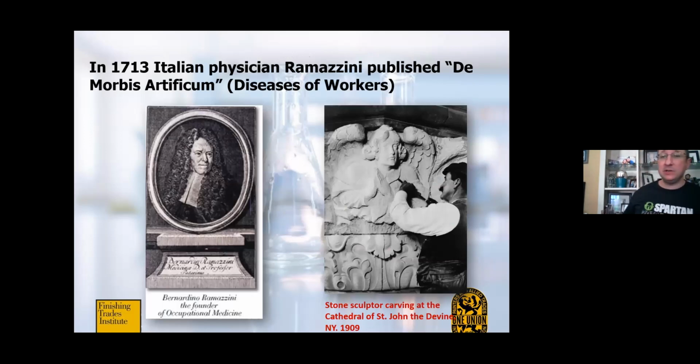In 1713, the Italian physician Ramazzini published De Morbis Artificum. This guy, Ramazzini, was kind of like the modern day practitioner of industrial hygiene. He was our first one way back when. He looked at stone cutters and chimney sweeps, and did a lot of work connecting the chemicals that those jobs worked with to the ailments that they suffered.